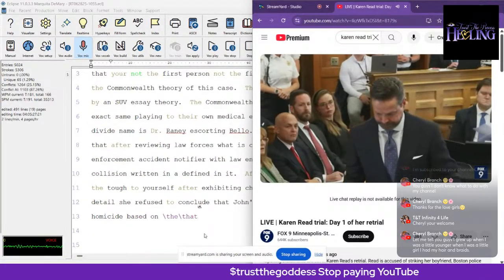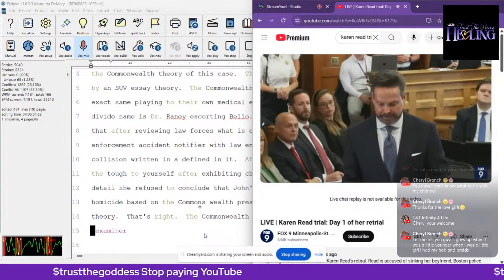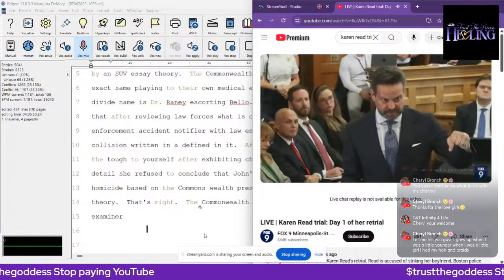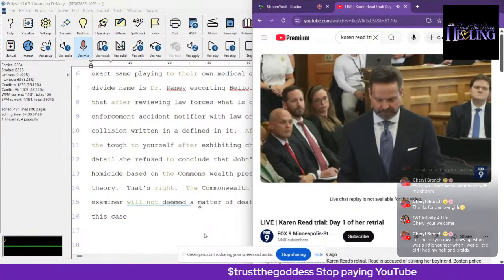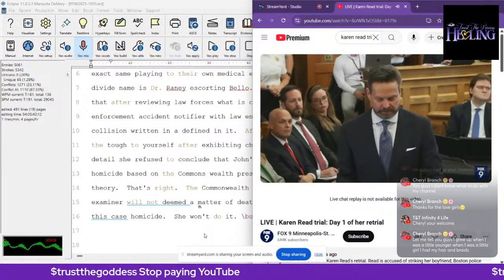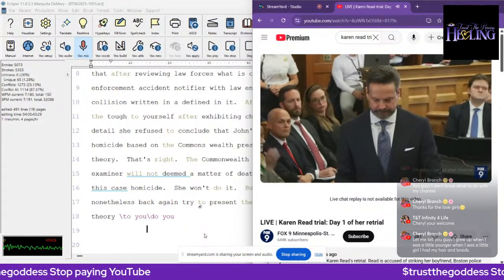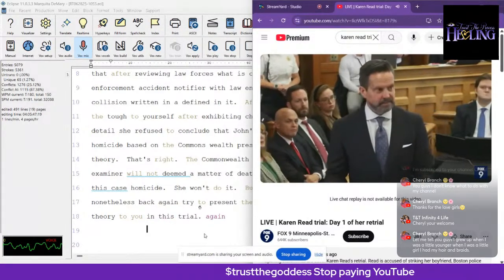That's right. The Commonwealth's own medical examiner will not deem the manner of death in this case a homicide. She won't do it. But they're nonetheless back again trying to present the exact same theory to you in this trial. Again, the evidence will show that that is reasonable doubt.